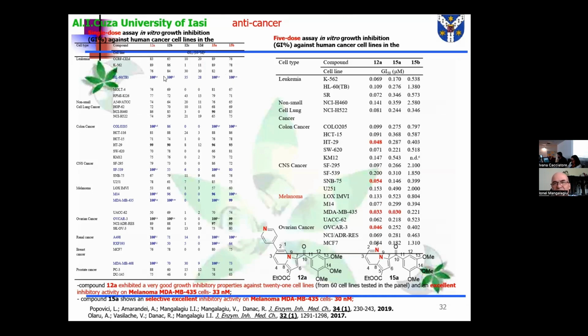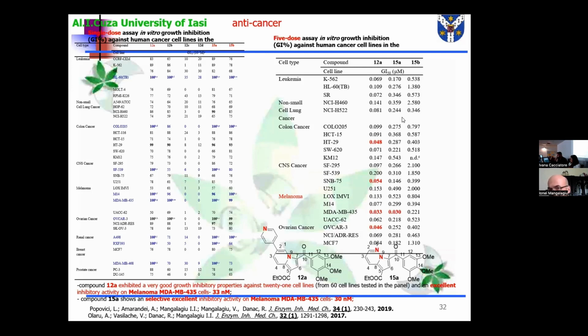And here are the results for the five doses. As you can see here, in the case of the bipyridinic system, they are very active at 0.04, 0.05. So this means that they are almost in the nanomolar range. Here it is 48 nanomolar concentration. So this means a very good activity against colon cancer, CNS cancer, and melanoma.